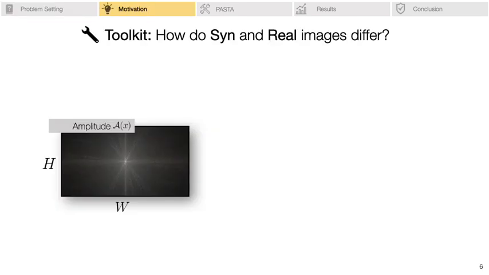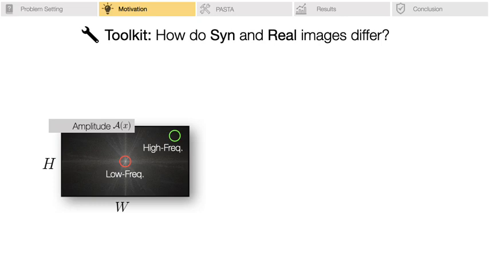We seek to discern the visual differences between synthetic and real images using the Fourier transform. Our primary focus is on amplitude, as it offers valuable insight into the photometric properties of an image, as established by previous research. Our approach, PASTA, is based on the insight that the amplitude spectra of synthetic images differ structurally from those of natural images.